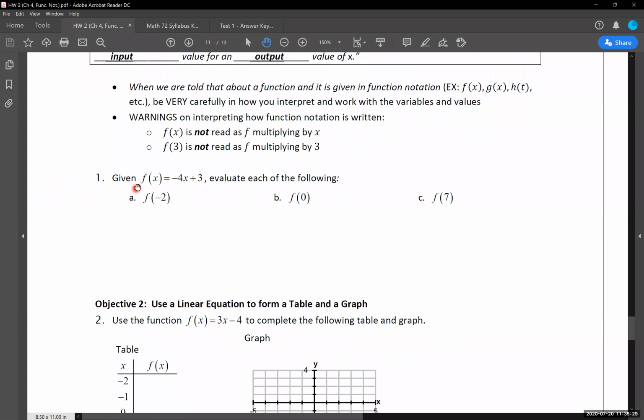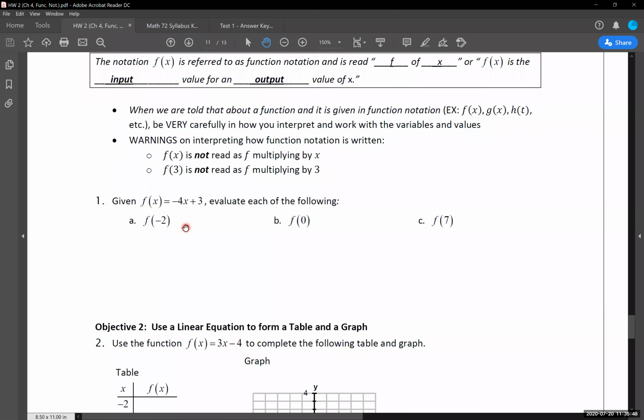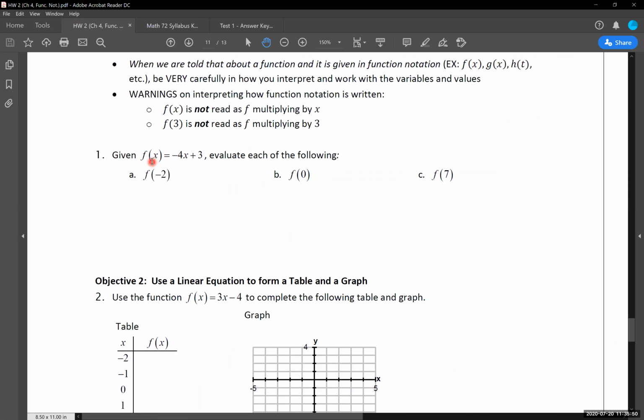Given that f of x is equal to negative 4x plus 3, evaluate each of the following. So here we're given f of negative 2. And again, negative 2 represents an x value. The x values in this equation are the input values. Again, typo up here. Whatever is in the parentheses is its input value.